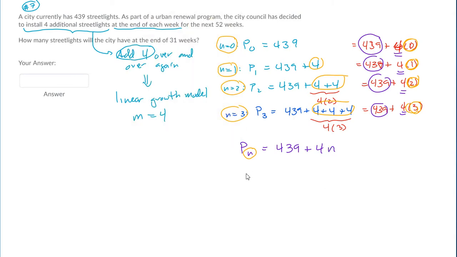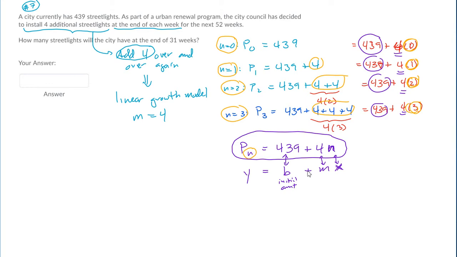If you remember, linear equations are also y equals mx plus b. I can think this is my y, this is my b plus mx. In this problem, I'm using n to indicate the number of copies. You can also use x if you like. These represent the same thing. My m we know is 4, and my b, the initial amount, is 439. So this really is an mx plus b scenario. It's a linear growth model.